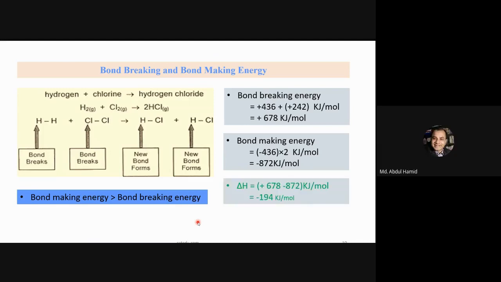So delta H, the enthalpy change, is the difference between these two. So positive 678 and negative 872, you are getting negative 194. This is the enthalpy change actually. So if you understand this calculation, you can understand the concept of this chapter.